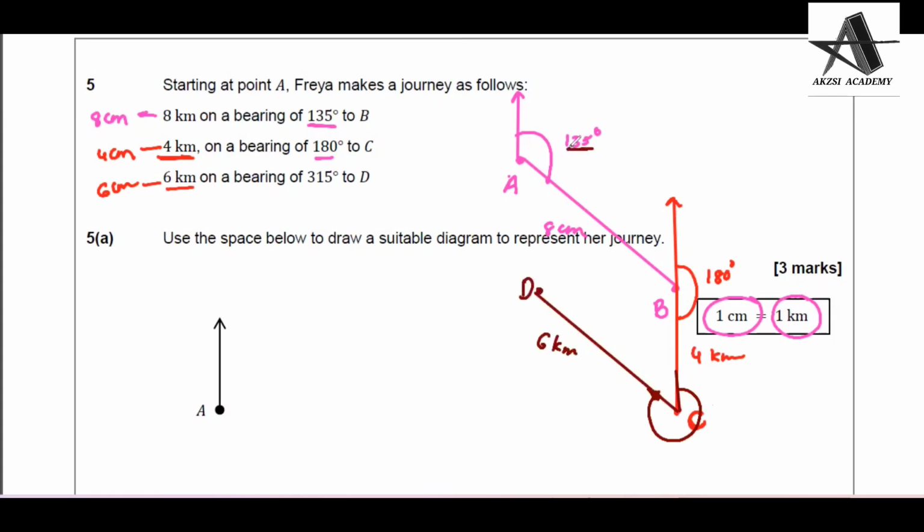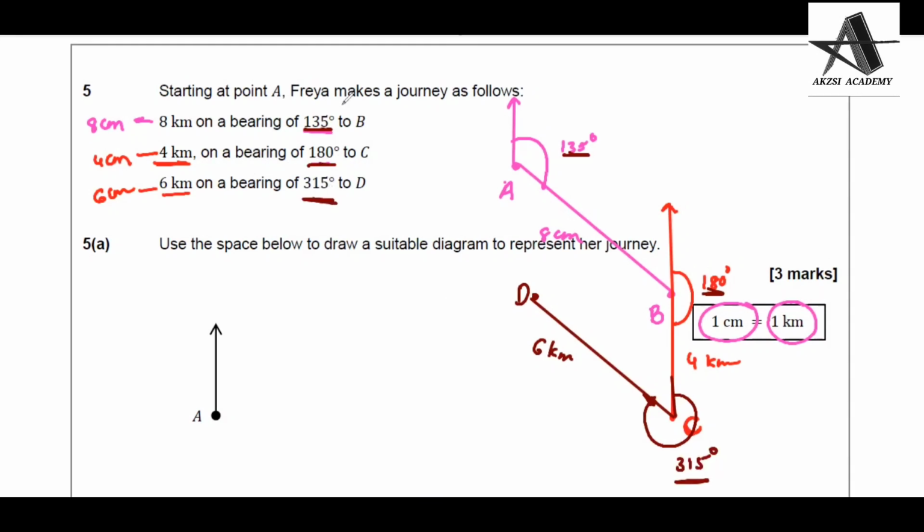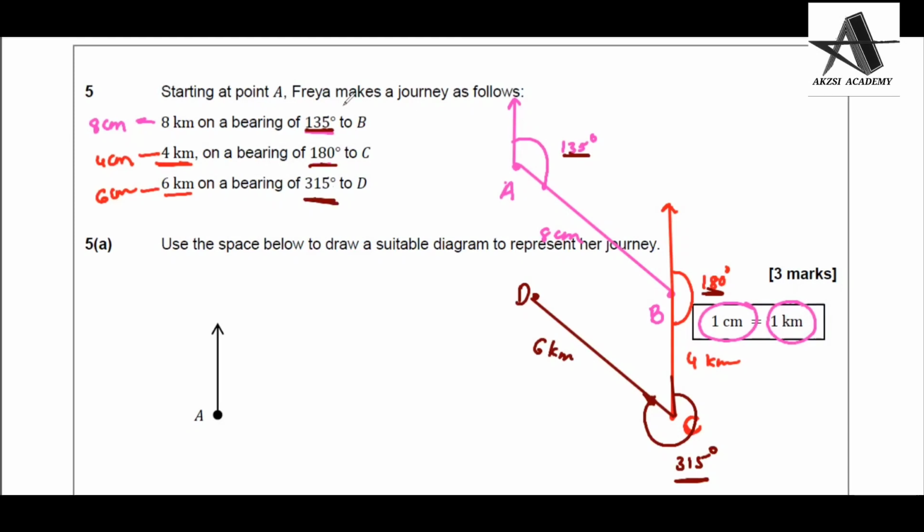So this is 135 degrees, which is mentioned here, 180 degrees, which is mentioned here, and this is 315 degrees. This is your complete diagram. Let me know, is there any doubt or not?